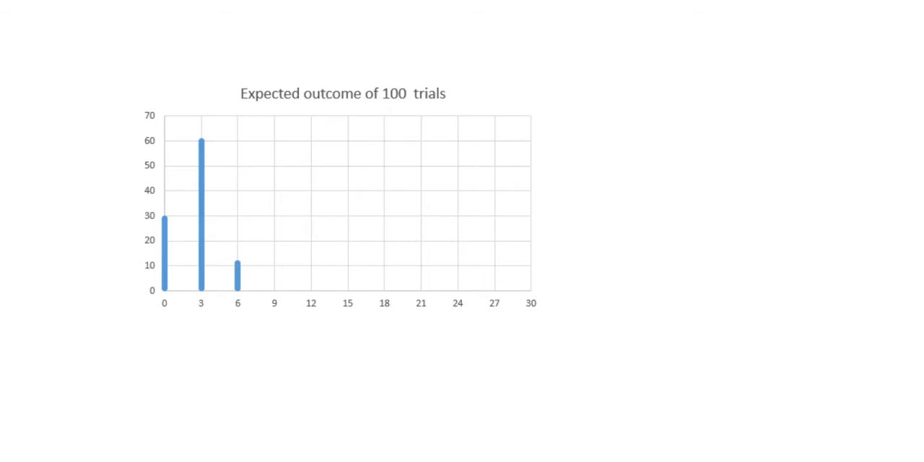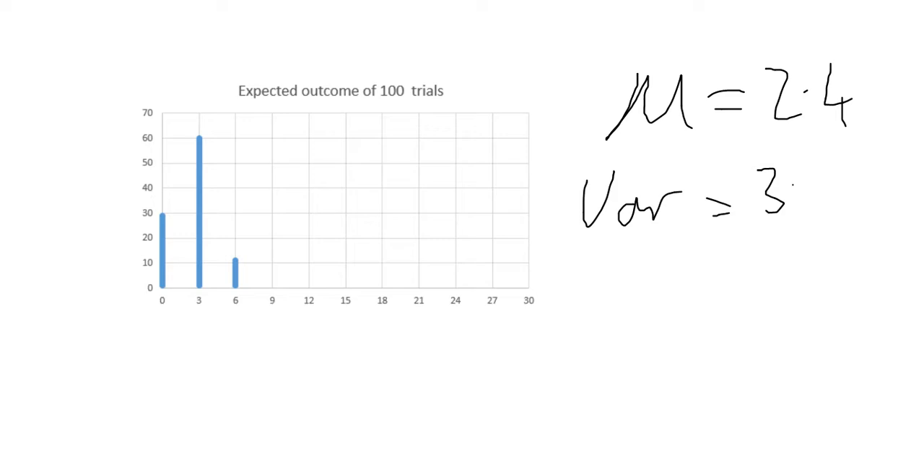Okay, this graph I've got here is a visualization of what we would expect to see if we did 100 trials with that random variable. We'd expect to get 30 zeros, 60 threes, and 10 sixes. So that's what it would look like. And we'll just remind ourselves that our mean was 2.4, our variance was 3.24, and our standard deviation is 1.8.